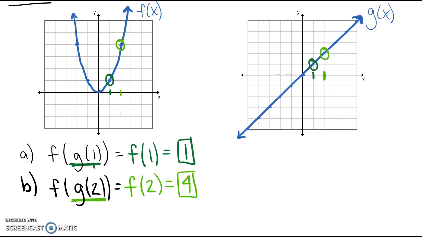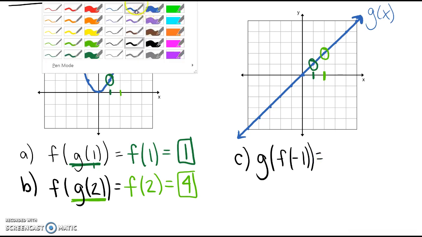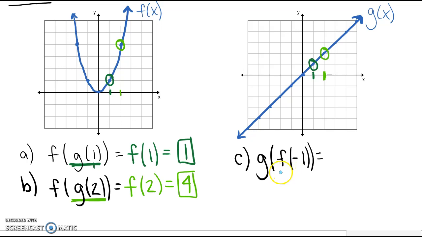Alright, one more example. And again, I would recommend pausing the video and doing this example with your group mates. So what is g of f of negative 1? So what we have to do for this one is look at when f of x is negative 1. So negative 1 is right here. F of negative 1 is going to be positive 1. So this whole thing is positive 1. I'm going to rewrite it as g of 1.